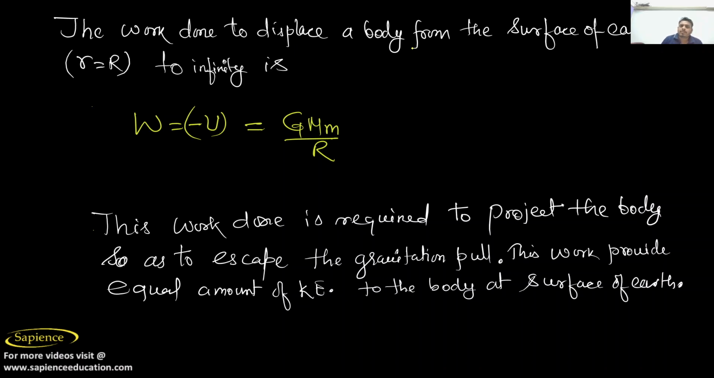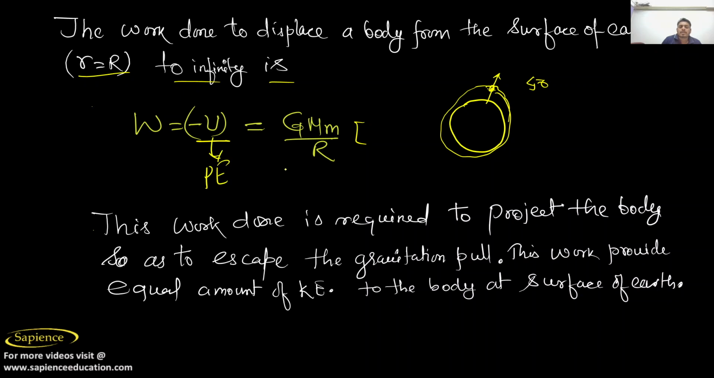The work done to displace a body from the surface of the Earth having radius r to infinity is, as you know, work done equal to minus U, which is equal to GMm by r. Why I have written this, please see the previous video to understand how it came. Work done is the negative of potential energy. Earth is there, and the potential energy is, suppose, 50. We have to do work in the opposite direction so that it can overcome the gravitational pull. That's why work done is the negative of potential energy, which is equal to G into capital M into small m by r.